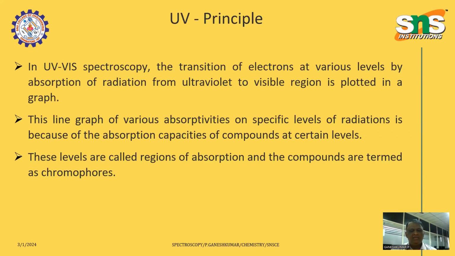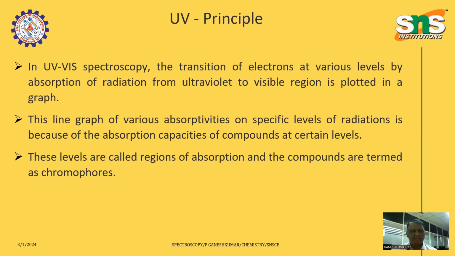In UV-visible spectroscopy, the transition of electrons at various levels by absorption of radiation from the ultraviolet to visible region is plotted in a graph. So the transition of electrons takes place when the ultraviolet radiation interacts with the molecule, and the outcome is given as a graph. The graph shows absorptivity, that is absorption, at specific levels of radiation.